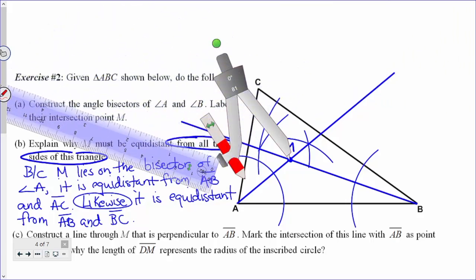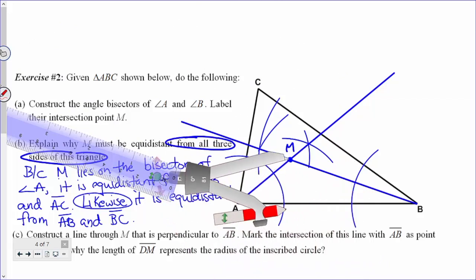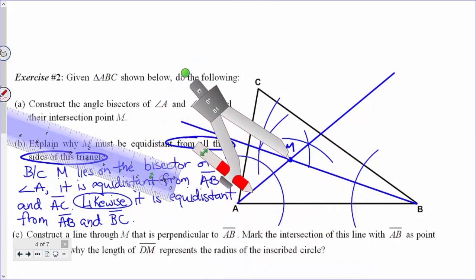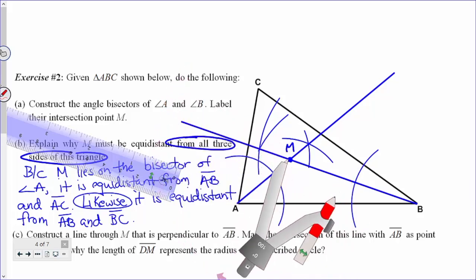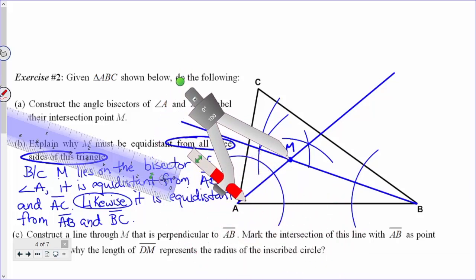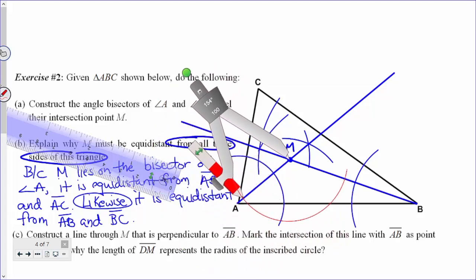Now, just like me, you can take your compass and experiment with it, right? That would do the job. I think I'm going to make it a little bit wider, right? And I can see that, yeah, that arc will intersect AB twice. So I'm going to do it. There we go. Intersects AB twice.